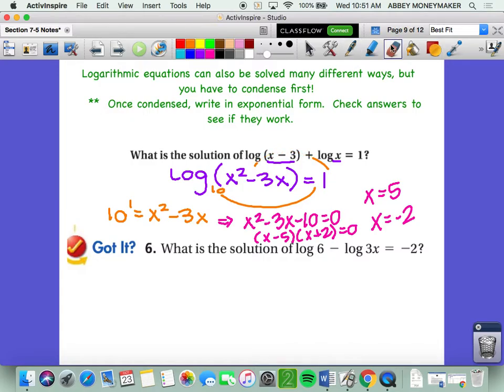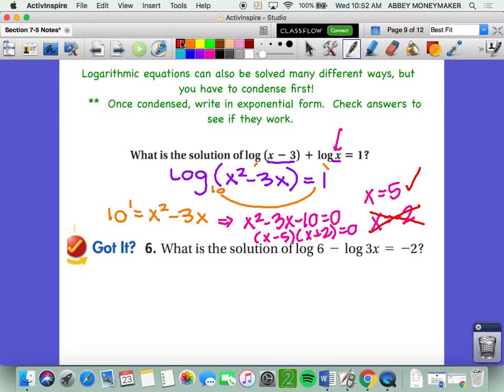Let's look back at our original equation here. Carson, say that louder. Can't be a negative. When I go to plug them back in, if I plug in negative 2 for x, I just got done saying you can't take the log of a negative number. So what do we know about negative 2? It's not going to work. Looking at 5, does it look like it could possibly work? You got to plug it in and check. Plug it into the very original problem. Yes, it works.